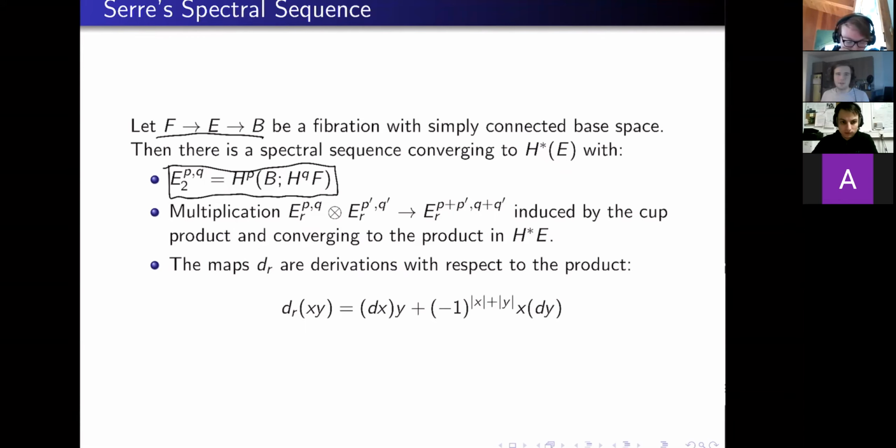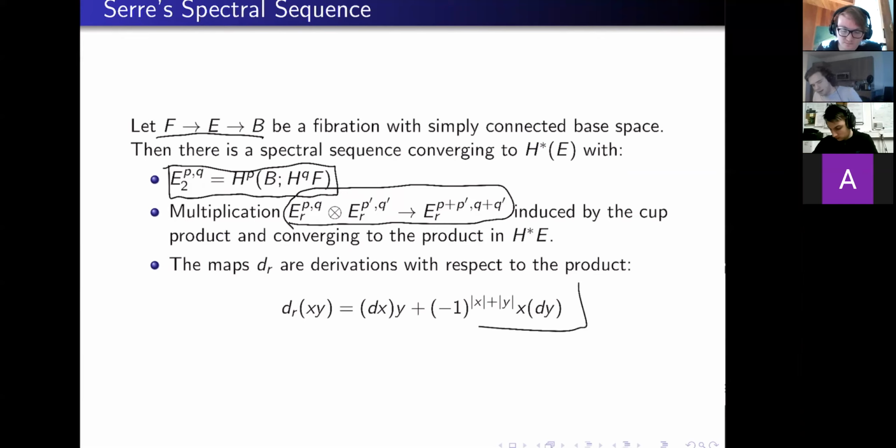Okay, so this is your E2 page. It's very much inspired by fiber bundles. You have multiplication induced by the cup product in cohomology. This multiplication is just additive on indices. So E_{p,q} times E_{p',q'} goes to E_{p+p',q+q'}. And I'll explain why this is induced by the cup product in a second.